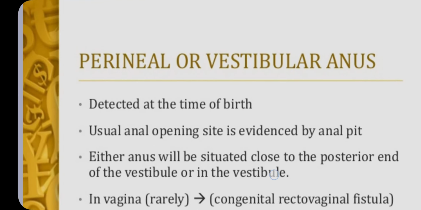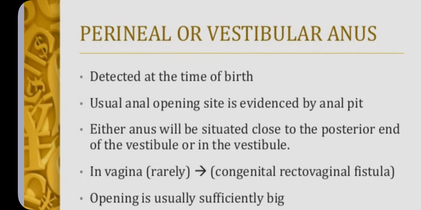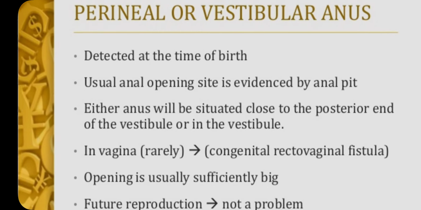It is detected at the time of birth. The usual anal opening site is evidenced by the anal pit. So instead of an anal opening, you are just going to see an anal pit. The anal opening is situated inside the vestibule or sometimes close to the posterior end of the vestibule, and that condition is called vestibular anus.